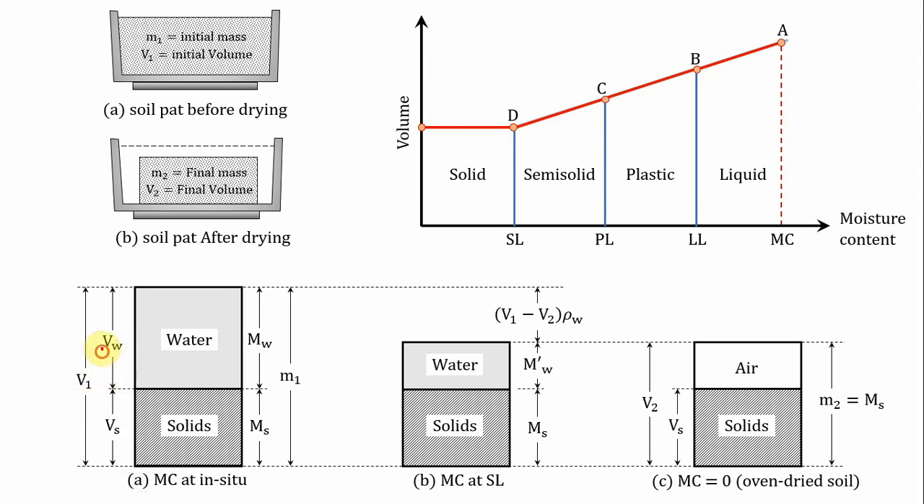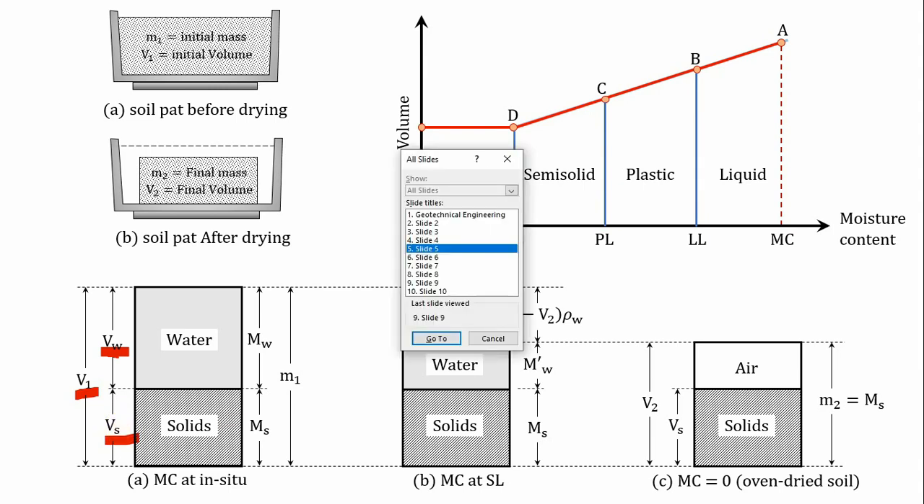Di ba, ito yung dapat natin kunin, class, VW. So, paano natin kunin yan? Okay, that is simple, class, that V1 minus Vs. Okay, that represents the volume of water. Okay, na-get yung, class. So, meron na tayong Vs. Okay, so, balik lang ako.